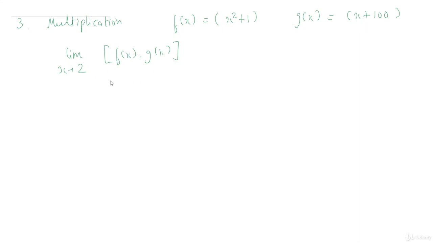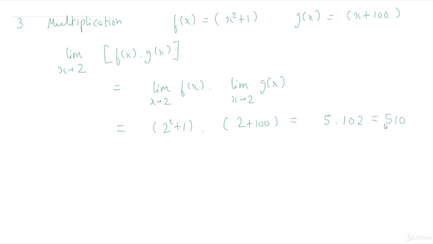So we can now simply split it according to the multiplication rule. We can say this as limit x approaches 2 f of x into limit x approaches 2 g of x. This will be 2 square plus 1 times 2 plus 100. That would be 5 times 102. So this will be 510.